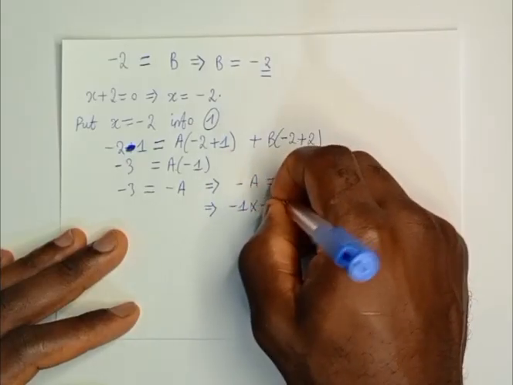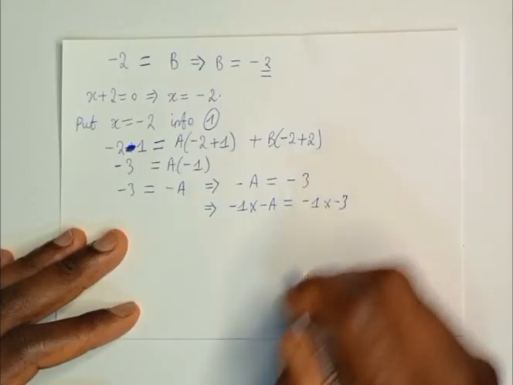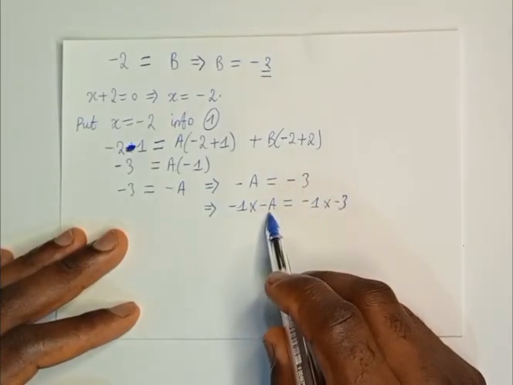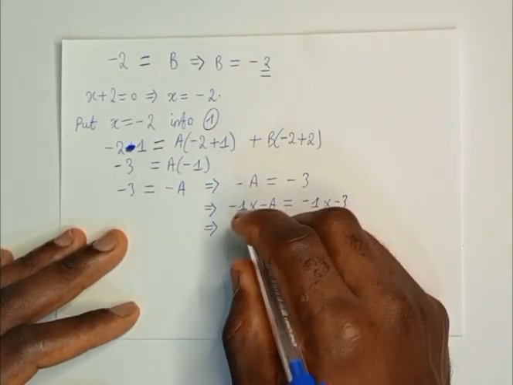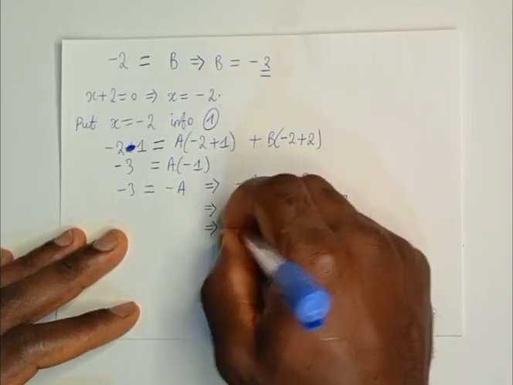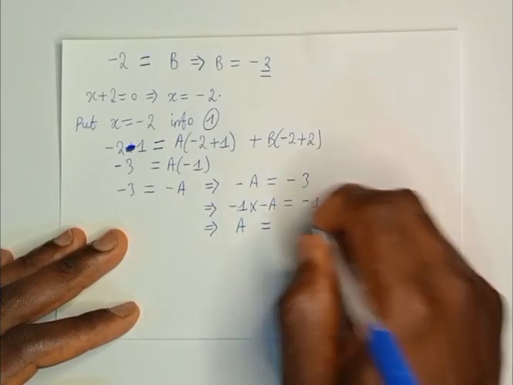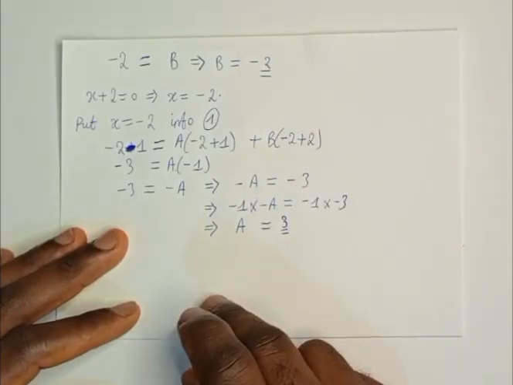-1 times -a is equal to -1 times -3. The reason why we are multiplying both sides by -1 is simply because we are looking for a and not -a. Then -1 times -a gives us a, which is equal to -1 times -3, which is +3. This is the value of a.